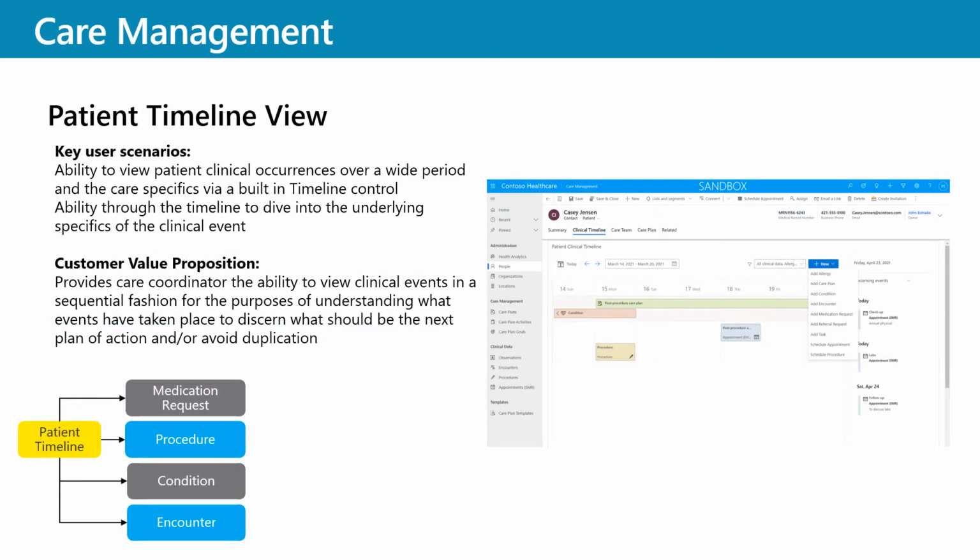Patient timeline view. The clinical timeline gives the ability to view patient clinical occurrences over a wide period and the care specifics via a built-in timeline control. This also gives the ability through the timeline to dive into the underlying specifics of the clinical event. This provides the care coordinator the ability to view clinical events in a sequential fashion for the purposes of understanding what events have taken place, to discern what should be the next plan of action and or avoid duplication. Typical activities inside the timeline would include medication requests, procedures, conditions, or encounters.